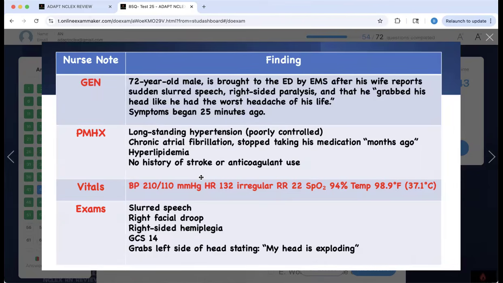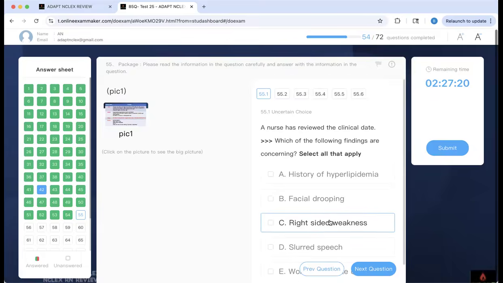He has hyperlipidemia. Look at his blood pressure, very high. Irregular, AFib, right? He has slurred speech, right-sided facial droop, hemiparesis, GCS of 14. He grabbed the left side of his head. He said, my head is exploding. What do you think? High blood pressure, head is exploding, signs of stroke. What is going on with this patient?